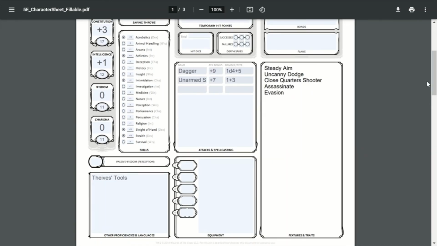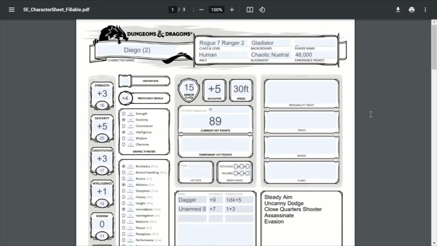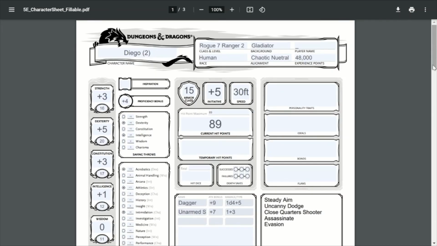And then Steady Aim. Steady Aim is really similar to the Close Quarters Shooter, because it lets you, let me just explain it better by reading the description. As a bonus action, you give yourself advantage on your next attack roll on the current turn. You can use this bonus action only if you haven't moved during this turn. After you use the bonus action, your speed is 0 until the end of the current turn. So you get advantage on your next attack roll, which means it would be a lot easier to hit. Advantage means you roll 2 dice and you take the higher die. So those are all the things.